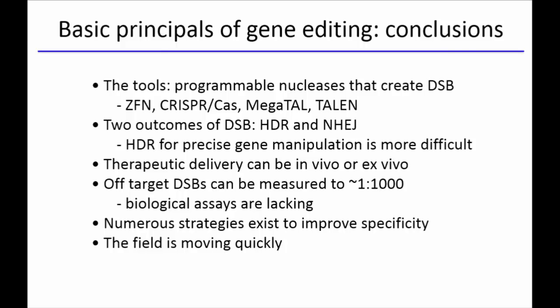HDR for precise gene manipulation is more difficult. Therapeutic delivery can be in vivo or ex vivo, and each has certain complexities, problems, and benefits. Off-target double-stranded breaks can be measured up to about 1 in 1,000, but understanding the biological consequences of those breaks, and breaks that occur at rarer frequencies that you can't see, is a problem now. There are numerous ways to make the specificity greater for DNA editing, and the entire field is advancing very quickly. So what I tell you today is probably going to be different than what we would tell you next year.